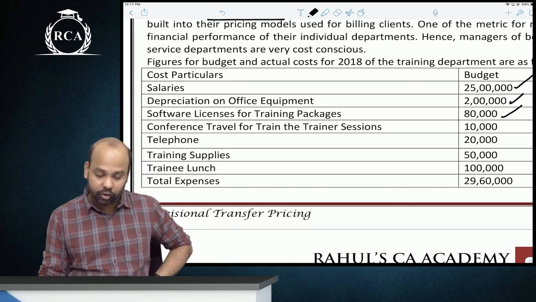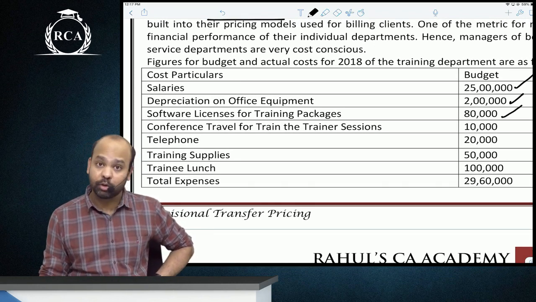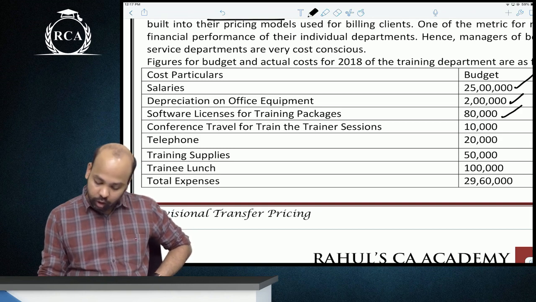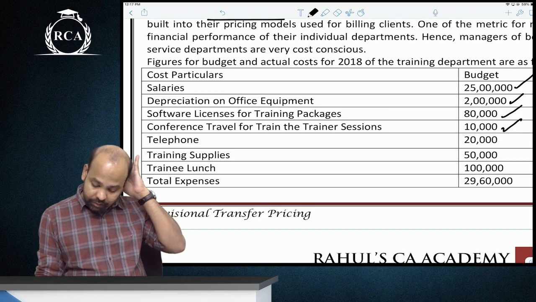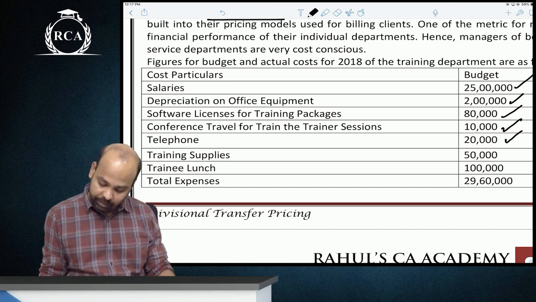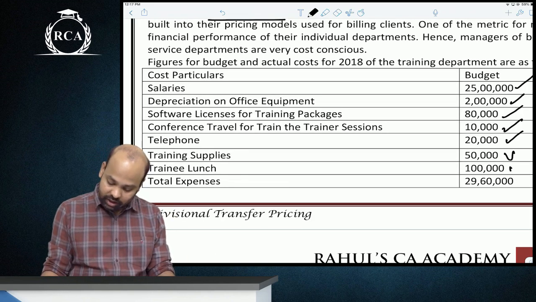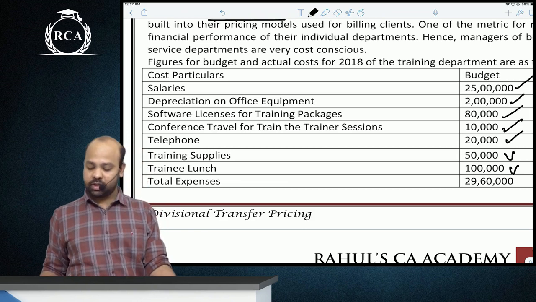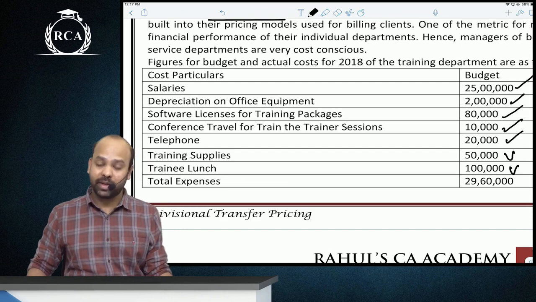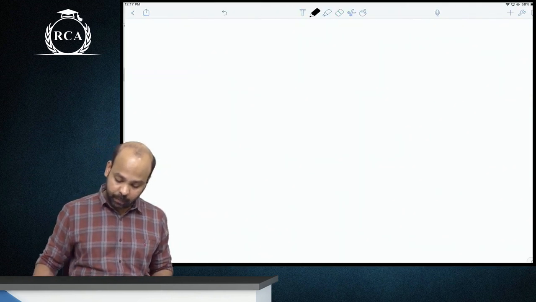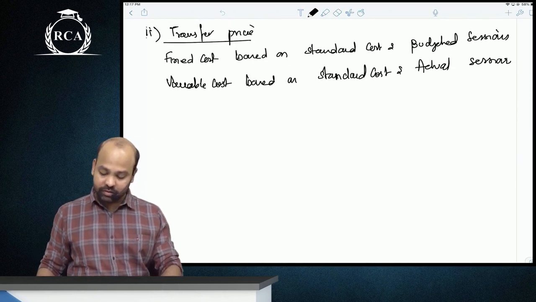Software licenses would be a fixed expenditure, and would not depend on the number of training sessions that you're undertaking. Conference travel for the trainer sessions is a fixed expenditure. Telephone is a fixed expenditure. Training supplies is a variable expenditure. Trainee lunch is a variable expenditure. So you see, a majority of the expenses are fixed in nature, and the remaining expenses are variable in nature. Okay? So we will now compute.